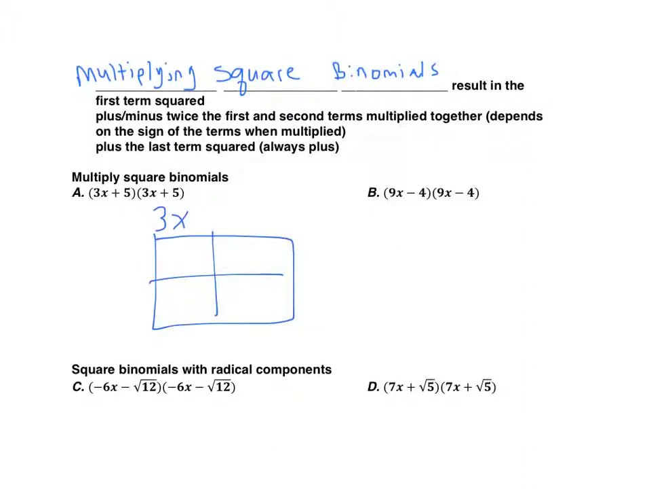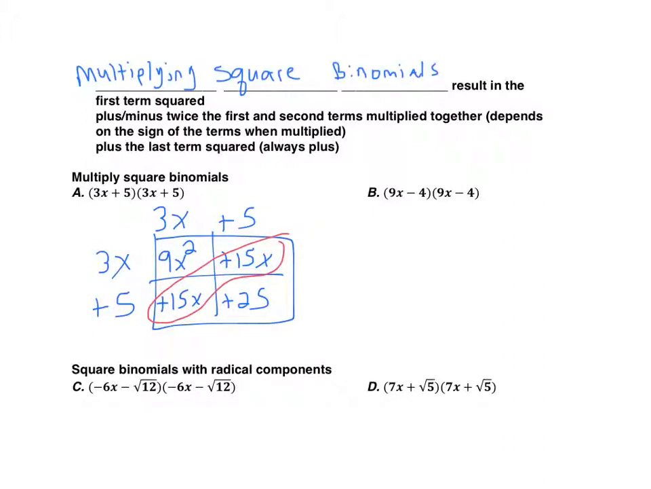So we have 3x plus 5, 3x plus 5, and it is square because they're both exactly the same. So I multiply them together and I get 9x squared plus 3 times 5 is 15x plus 15x, and then 5 times 5 is 25. Notice that these are exactly the same. So when we multiply 3x times 5 and get 15x, we double it and we get the middle term. So we end up with 9x squared plus 15x doubled is 30x plus 25.